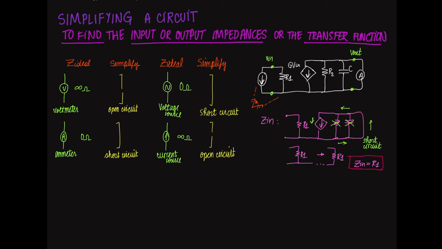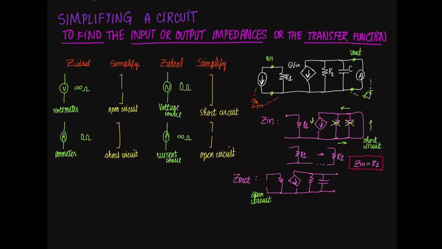Now, from the output perspective, we have an open circuit because of the large impedance from the current source. Then we have the first resistor, the dependent current source, the second resistor, and the capacitor. Because of that open circuit, no current will run through the first resistor. But what about the current running through the dependent source? Note that the dependent source is listed as G times Vn.